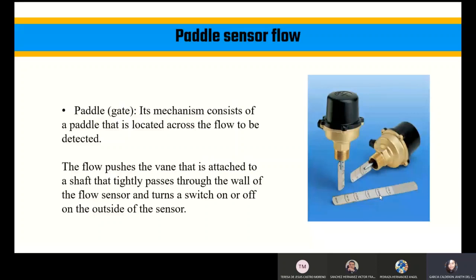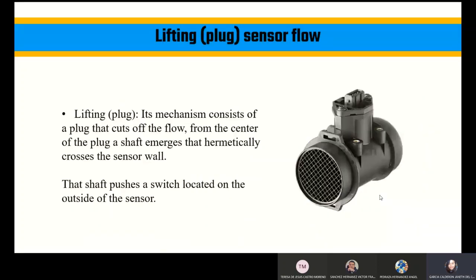Well, another sensor that we have is the lifting flow sensor. This sensor has almost the same mechanism as the paddle flow sensor, but at the same time it is a little bit different. In this case, the sensor has a plug that lets us know that the flow is crossing the sensor. But when the flow is stopped, the plug of the sensor changes orientation and closes the flow, to turn on the button that is connected to the sensor. These are the most commercial flow sensors that are actually used.